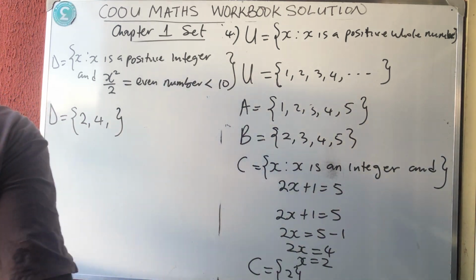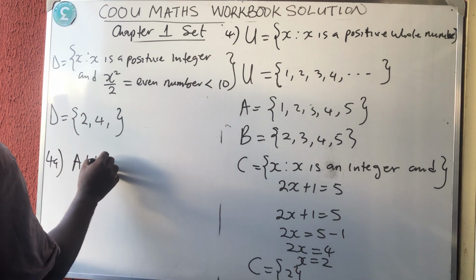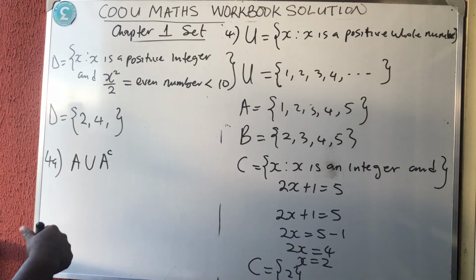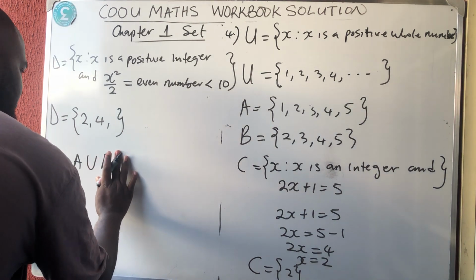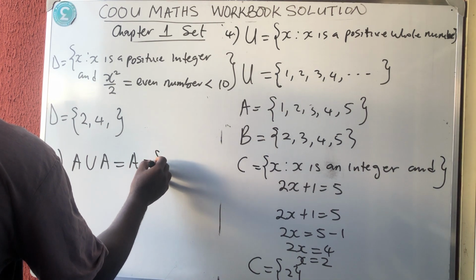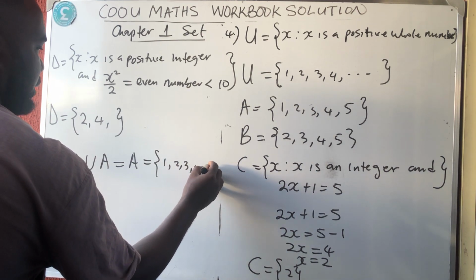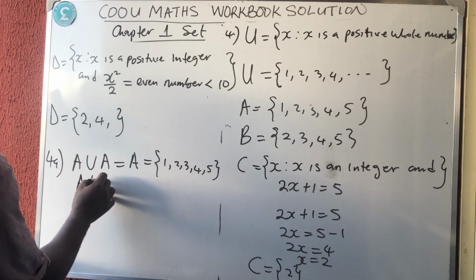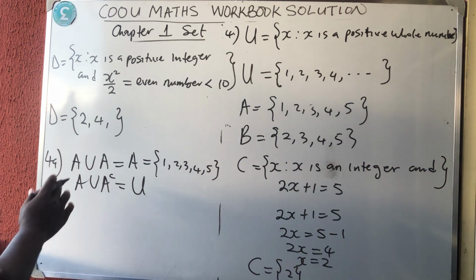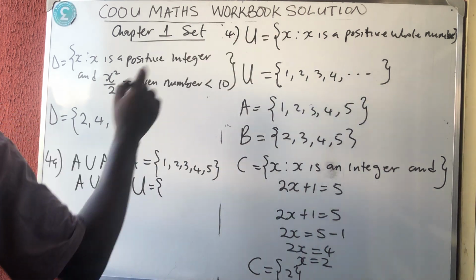So this can now help us to answer the question. 4a said A union A. In fact, that is supposed to be A union A complement, because you cannot say A union itself. If it is A union itself, it is equal to the same A, because you uniting yourself is yourself. So it is equal to the set of, what is my A? My A is 1, 2, 3, 4, and 5. But if it is A union A complement, when something unites with its complement, the answer is always the universal set. A union A complement is the universal set. Then write what is your universal set.